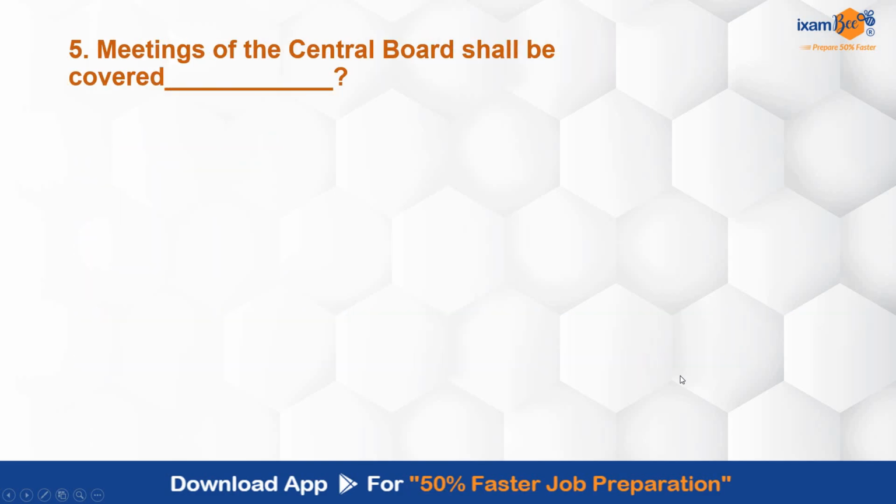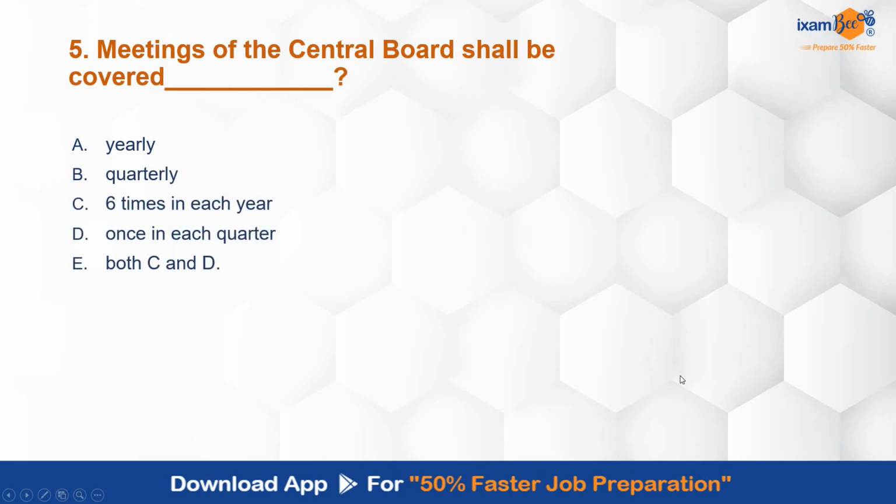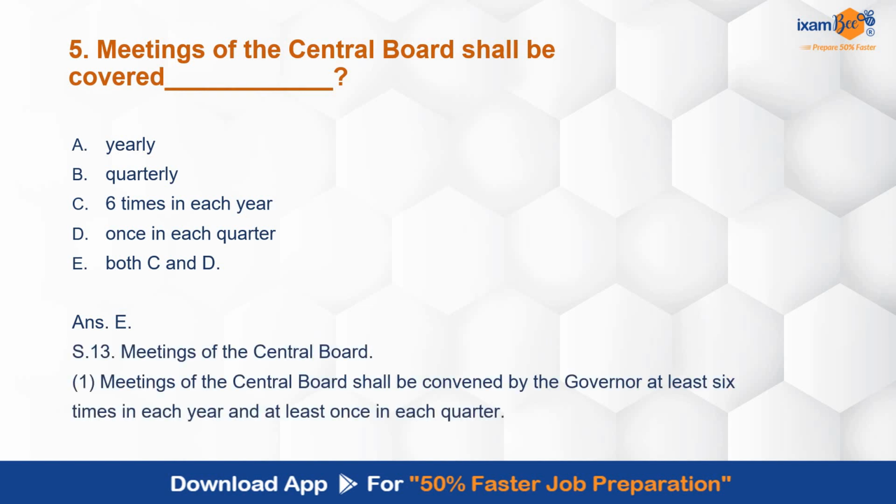Meetings of the central board shall be covered yearly, quarterly, 6 times in each year, once in each quarter, both C and D. Central board which is there in RBI, उसके meetings कैसे cover होने चाहिए? Answer is E, both C and D, that is 6 times in each year and once in each quarter. These are the limitations. Section 13, meetings of the central board, covers this particular point, at least 6 times in each year and at least once in each quarter.